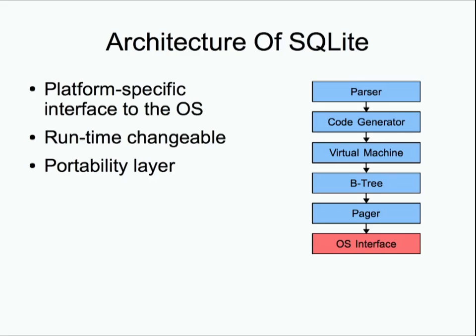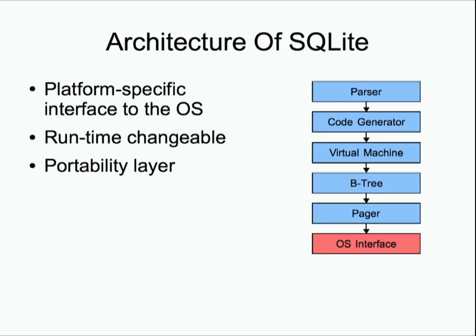At the bottom layer, we've got the OS interface, which provides portability. It can be changed at runtime. The fact that we can change the OS layer at runtime is critical to our testing regime, because part of the very rigorous testing we do in SQLite is to verify that it responds correctly to obscure operating system errors like disk full and that sort of thing.